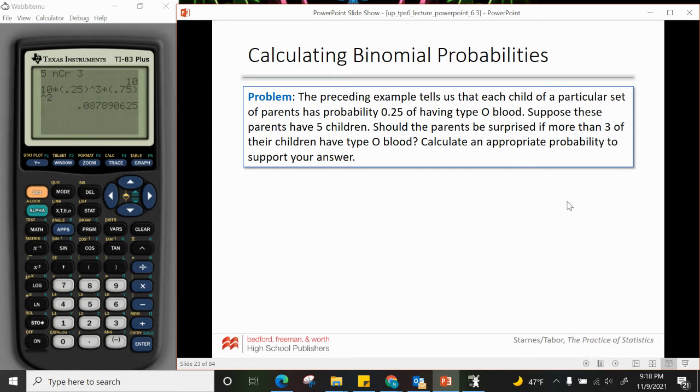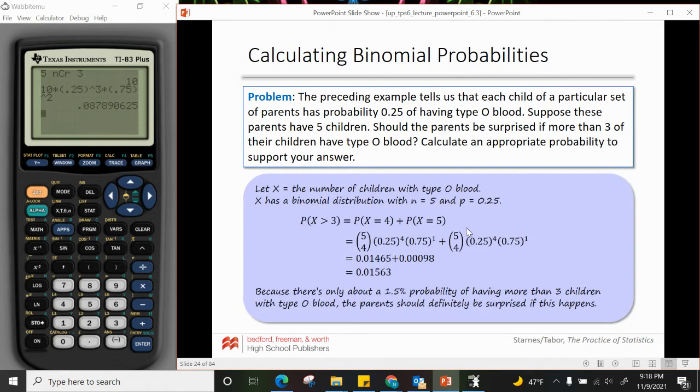Should the parents be surprised if more than 3 other children have type O blood? Calculate an appropriate probability to support your answer. So again, X is the number of children with type O blood. It has a binomial distribution. So this would be more than 3, that would be 4 or 5. So the probability that X is greater than 3 is the probability that X is equal to 4 plus the probability that X is equal to 5. You could do these 2 calculations if you wanted to, and it comes out to 0.0146.